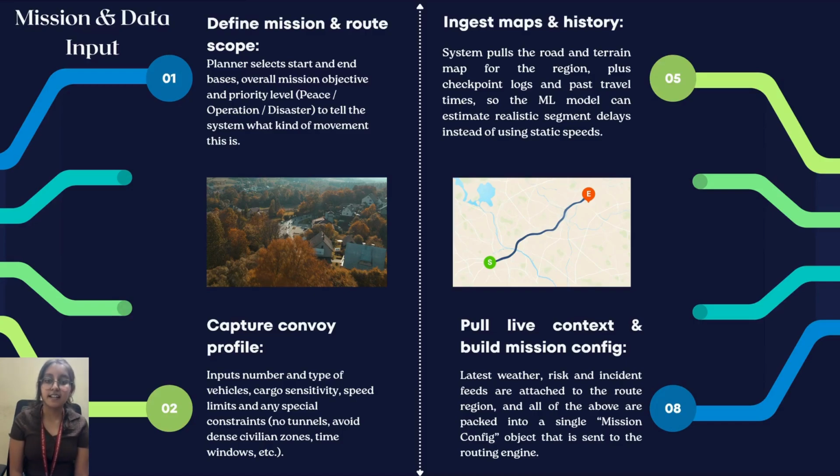Our solution, Trinetra Grid, is designed as a convoy routing and monitoring engine that is explicitly aware of the mission context and the dynamic state of the environment. At a high level, Trinetra Grid is organized into 4 layers that work together in a coherent architecture.